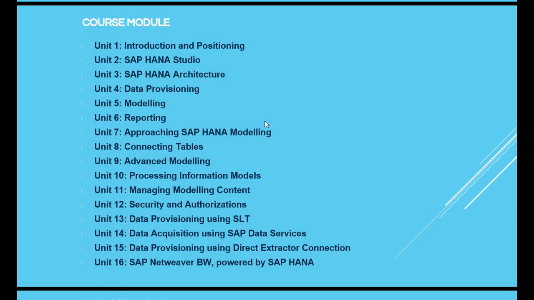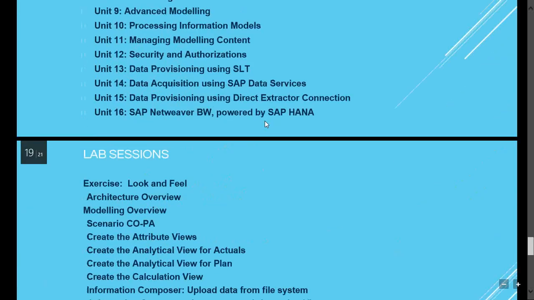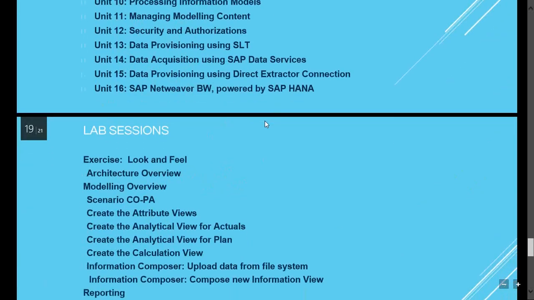Unit 1 to Unit 6 is HA100. Unit 7 to Unit 15 is HA300. Each unit has its lab sessions, defined by SAP, and we are going to see all those lab sessions in our daily course. Unit 16 is not included in HA100 or HA300. It's a separate topic, but it's an important topic in any of the projects: BW powered by HANA. So we'll be giving an overview on it.